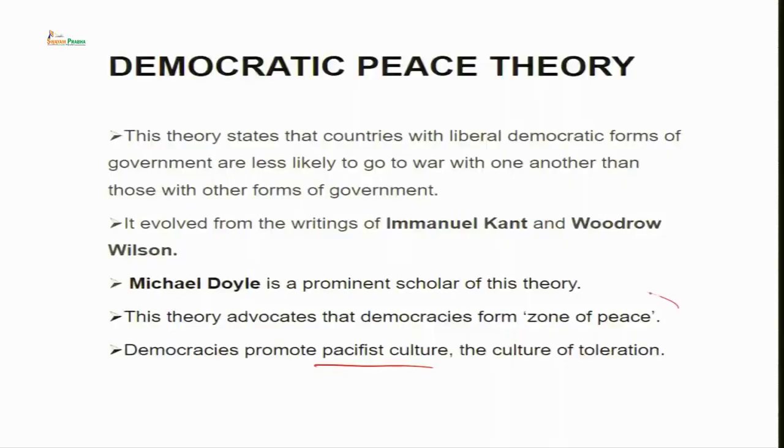They have the space of accommodation. They respect each other. They consider another person's view as important as their own. So, as per democratic peace theory, democracies form a zone of peace where there is no war.